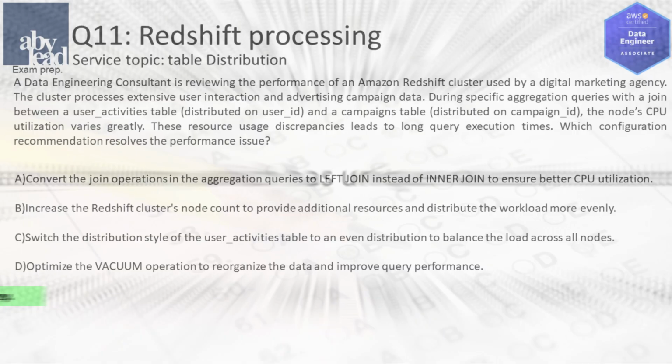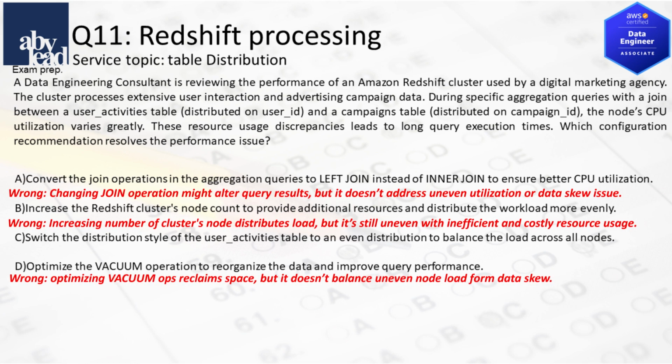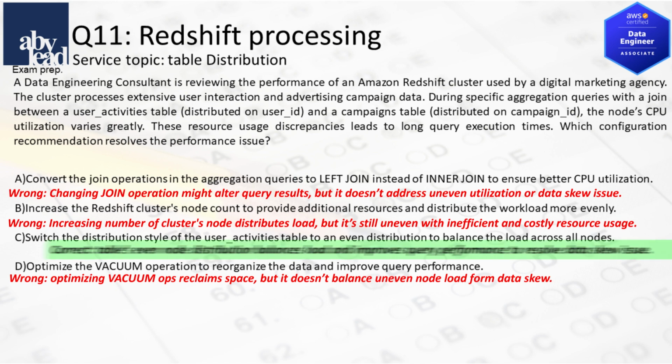Question 11. How do you improve long-running aggregation queries with table joins due to uneven node usage? Changing join operations or employing more nodes can't resolve uneven utilization or skews. The same is true for the vacuum command, which optimizes query space. Better is to engage the table's even node distribution to balance load, improve query performance and resolve data skew.